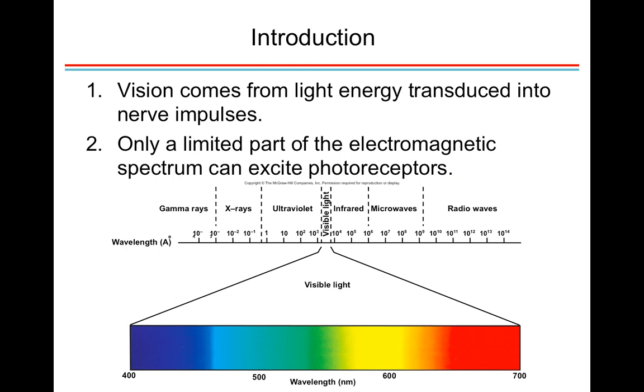So the next topic is vision. Vision comes from light energy, and we can only see a limited part of the electromagnetic spectrum. We can see between 400 to 700 nanometers, from the blue to the red wavelengths. We cannot see ultraviolet, we cannot see infrared with our eyes.